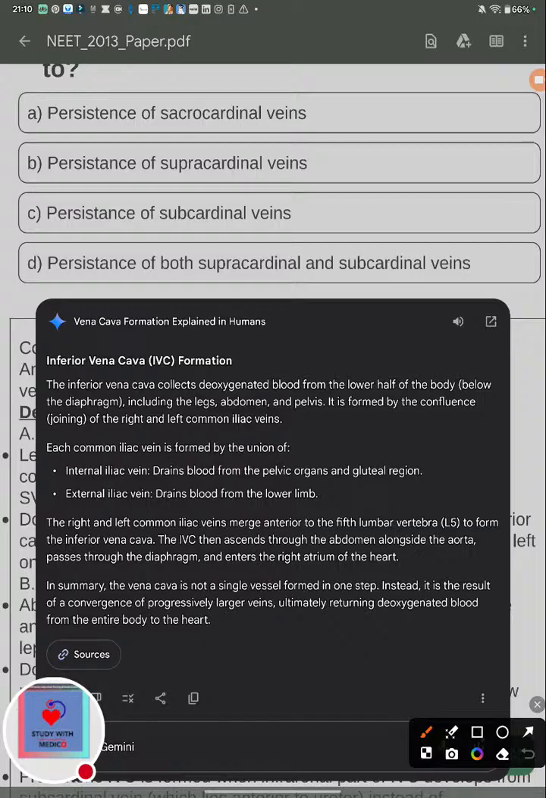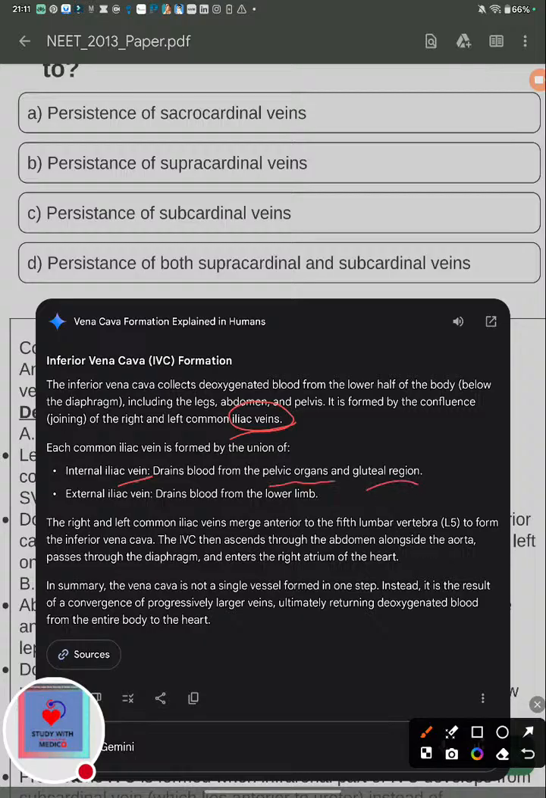So it is the iliac veins, abdomen and pelvis. It is formed by the joining of the right and left iliac veins. Each iliac vein is formed by the union of the internal iliac vein, which drains blood from the pelvic organs and gluteal region, and the external iliac from the lower limb. External iliac from the lower limb, internal iliac from the pelvic and gluteal region.